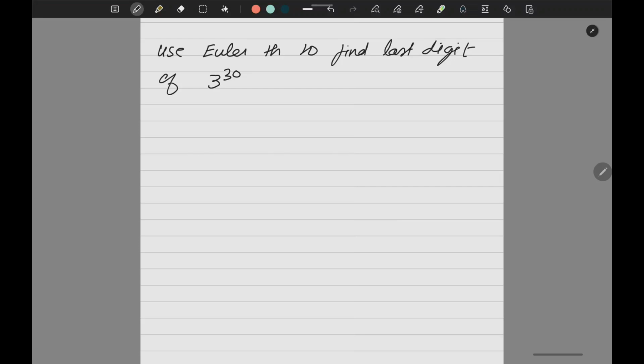Look at the question. Use Euler's theorem to find the last digit of 3 to the power 30. As I have told you earlier also, last digit means mod 10 always. So when I am saying mod 10, I am talking about dividing by 10, which means my n value is 10. And since I am looking for the power of 3, my a value is 3. Now as per the condition of my theorem, n is greater than or equal to 1 and GCD of a and n is equal to 1. So I can apply Euler's theorem.